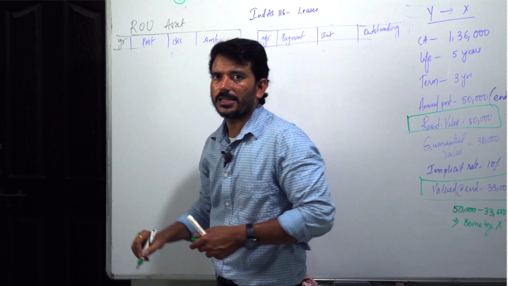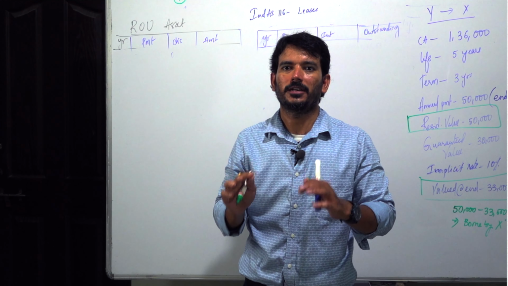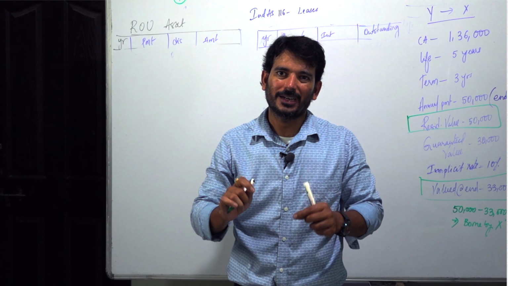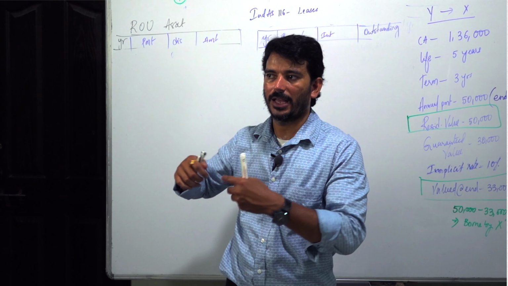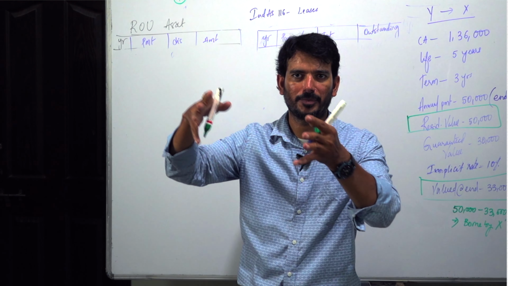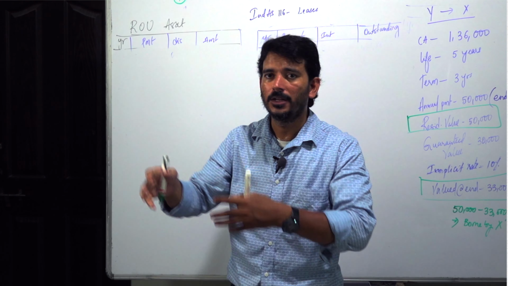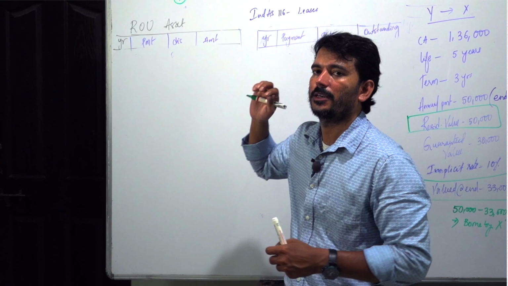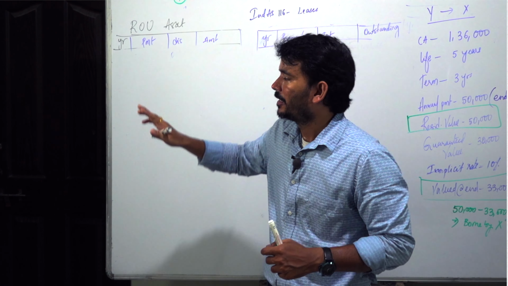So when the lessee is accounting, the first thing he should do is check whether the contract is a lease as per this standard. There are parameters: you should have an exclusive right, you should be able to control, you should be able to divert. All those concepts.